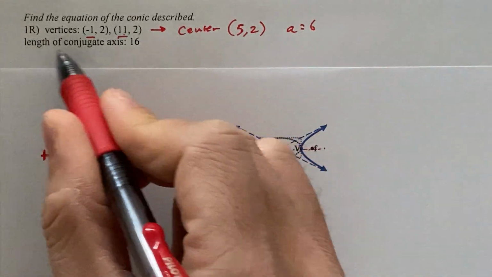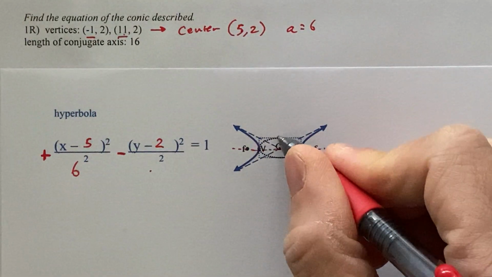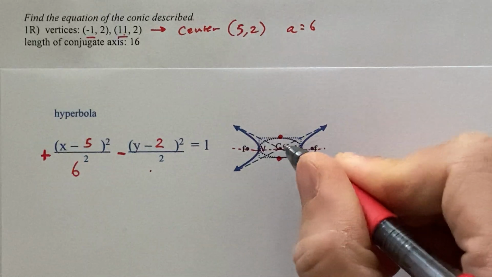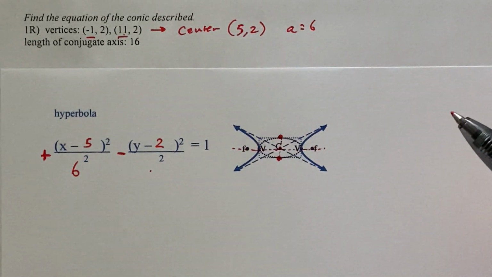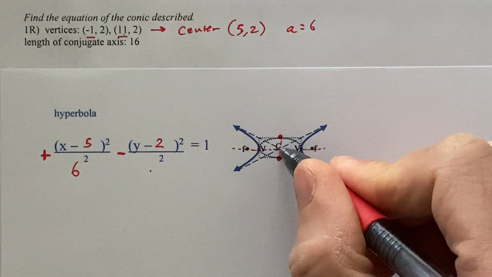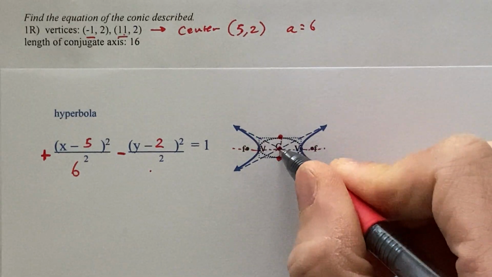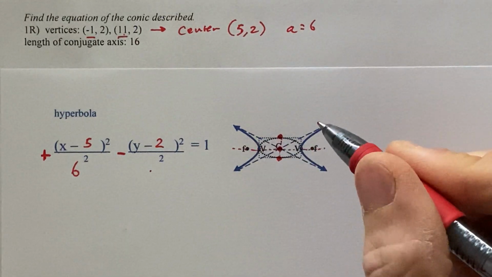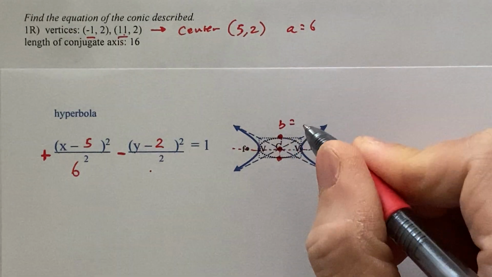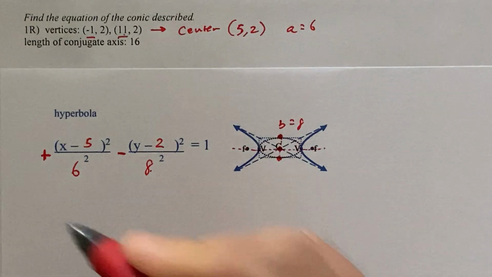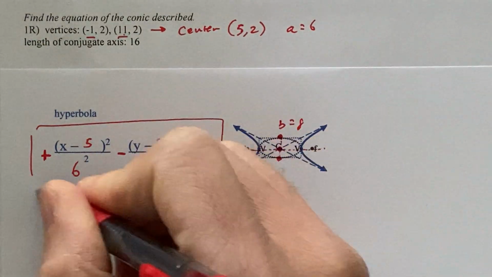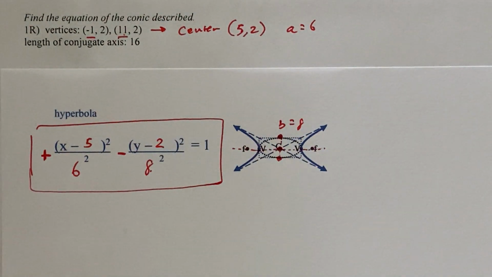Now they tell me that the length of the conjugate axis, so that means from top to bottom, what we used to call minor vertices for ellipses, is 16, which means the semi-conjugate, which is by definition from the center to each one of these, that's B, has to equal half of that, which is 8. And that's it. Set up your equation, slowly piece together the information, and you are done.